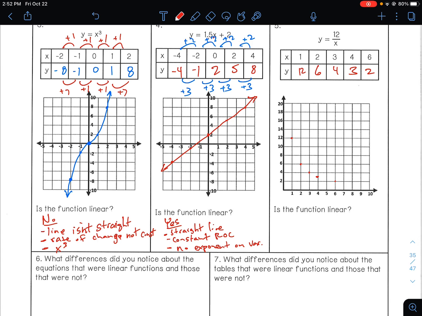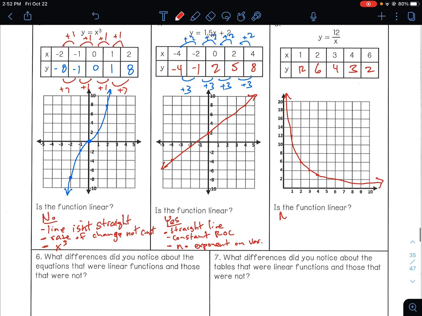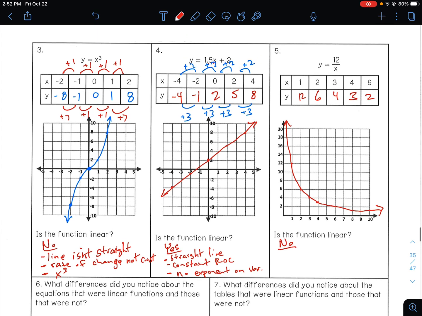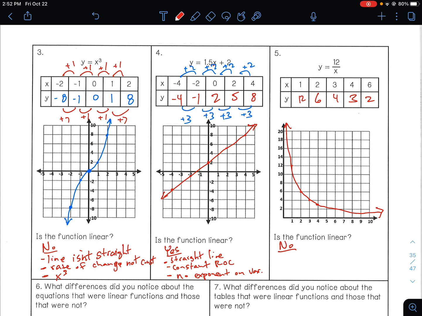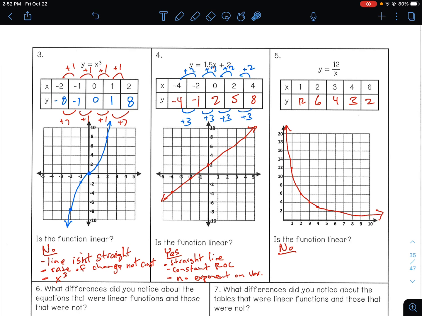So if you look at this, it does not seem to form a straight line. Technically, this is what your graph ends up looking like if you keep plotting all the points. Is the function linear? No. So if you have x as a denominator, it will not work. This is also technically x to the negative 1 power. Anyways, if x isn't to the first power or y isn't to the first power, it's not linear.